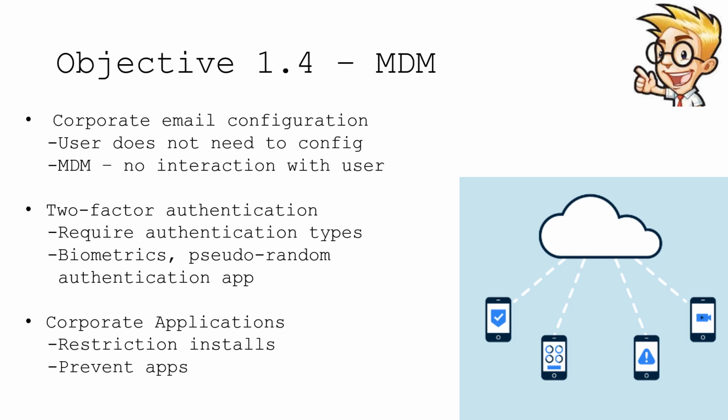MDMs can control what applications are available on the mobile phone. There may be certain applications that you are required to use in the corporate environment, so an MDM can ensure that they're already configured. MDMs can also prevent certain applications from being installed. This also increases the security on the phone, and it can restrict installation of known problems.